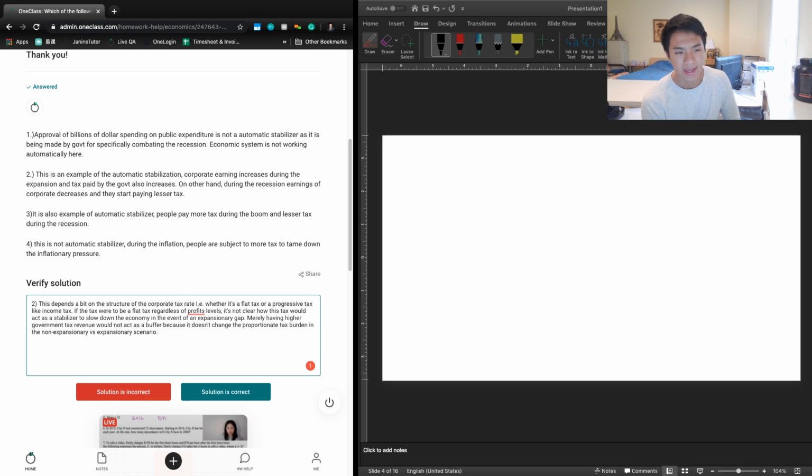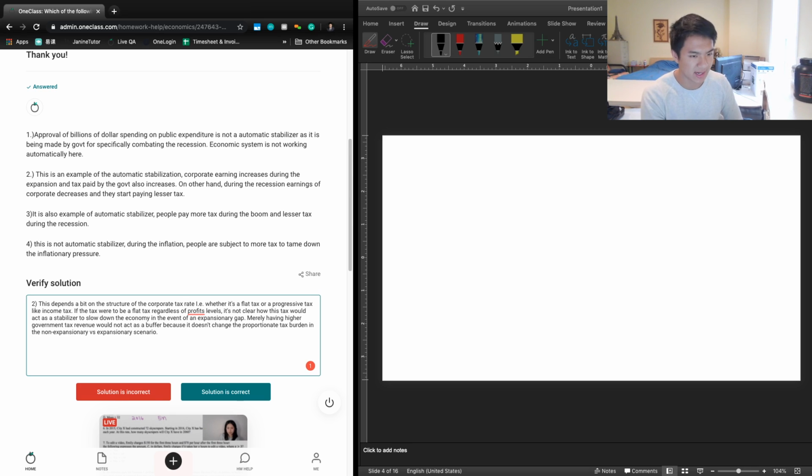Number 3 says, it is also an example of an automatic stabilizer. People pay more taxes during the boom and less taxes during the recession. And so that is the case. Again, keeping in mind that it is not the amount of the tax that is necessarily the case, but the proportion of their income as tax. That is more so the case. And that is going to be more of the automatic stabilizer.